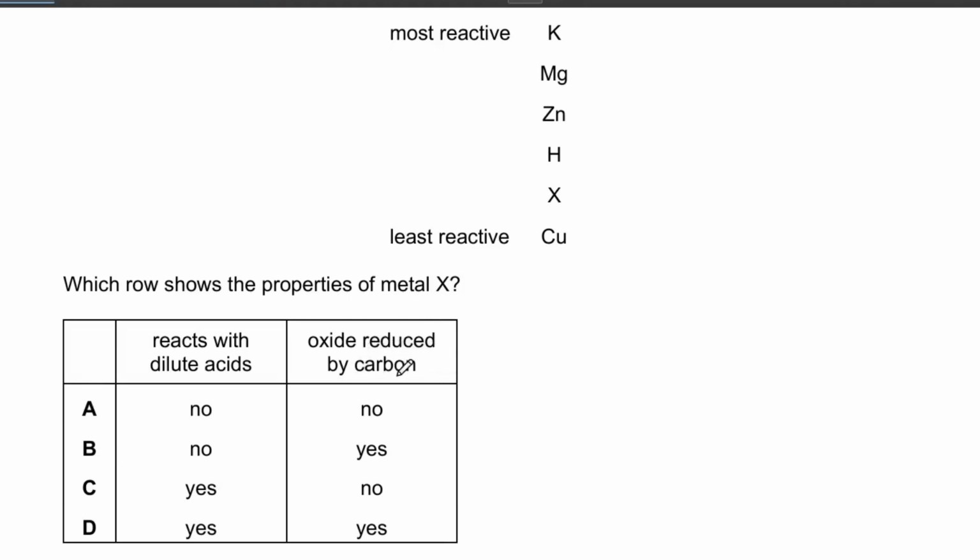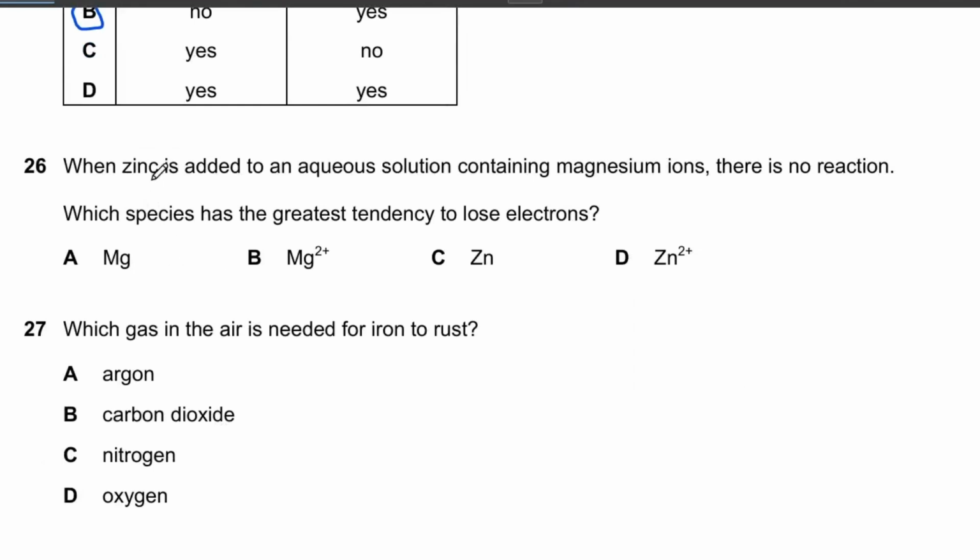Oxide is reduced by carbon. That will be yes. Why? Because all elements below carbon in the reactivity series can be reduced by carbon. And carbon is above hydrogen in the reactivity series. So since carbon is above hydrogen, we have our carbon around here. That means every metal that is down here can be reduced by carbon. So the answer is yes. So therefore, our answer is B. Next question. When zinc is added to an aqueous solution containing magnesium ions, there is no reaction.